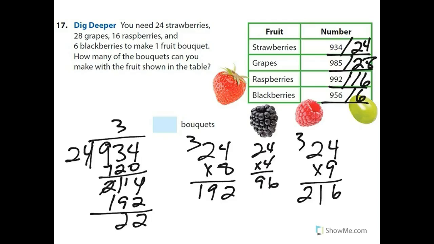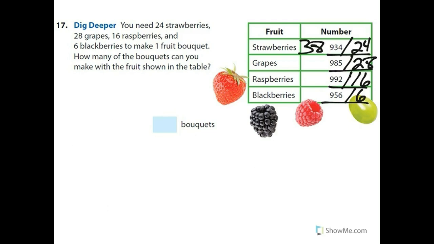So we got 38 remainder 22. All right, so we're just going to say 38 though, because we can't make another bouquet with that one. So 38. Hope you understood that part. We can't make another bouquet with those remaining strawberries. We can make 38 bouquets.